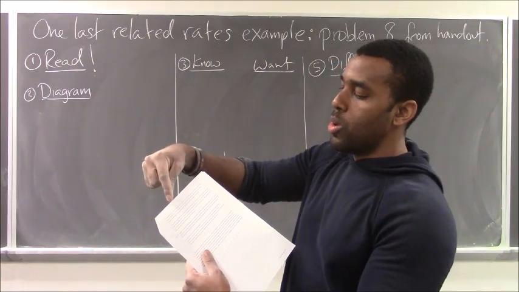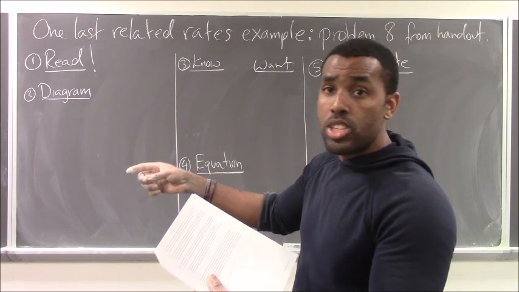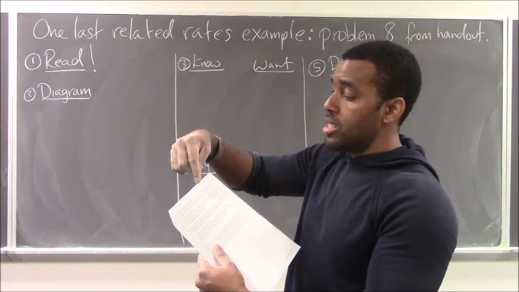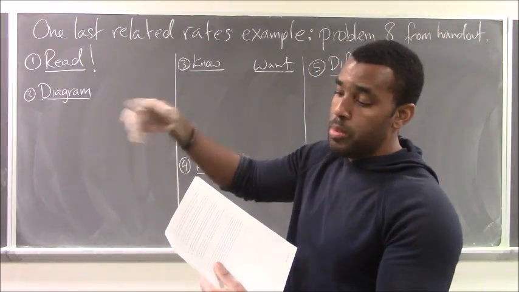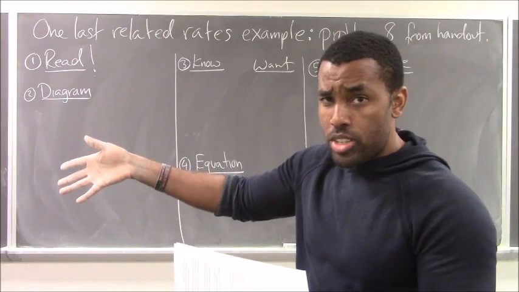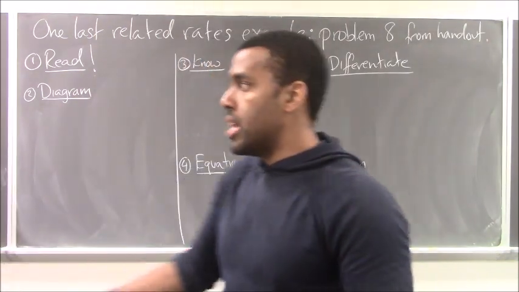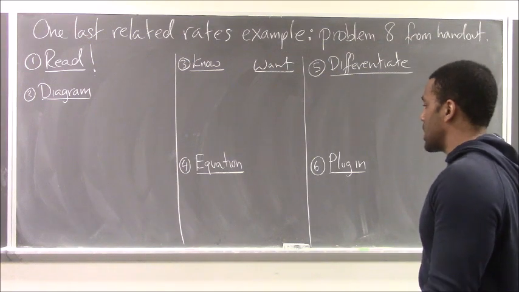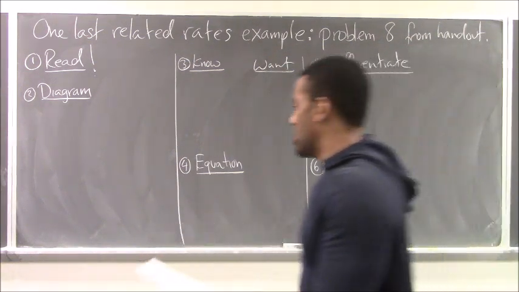You're told about related quantities, namely the distance ship A and ship B are from a dock, and you're told how fast some things are moving, namely ship A and ship B. You're asked how fast something else is moving, namely the distance between them. That's a classic related rates problem. Let's actually jump into it. So what would the diagram look like here?